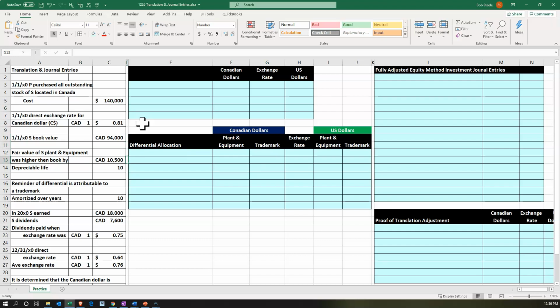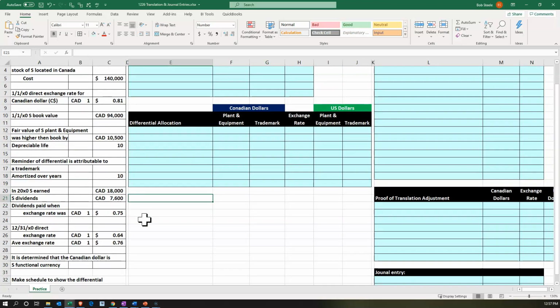Then the fair value of S's plant and equipment was higher than the book value by $10,500, once again in Canadian dollars. The depreciable life that we're going to run that over from this point forward will be 10 years. The remainder of the differential is going to be attributable to a trademark, which is an intangible asset, which is going to have a 10-year life. In 2000X0, S earned, so the subsidiary earned in Canadian dollars, $18,000, so that's basically the net income for the subsidiary.